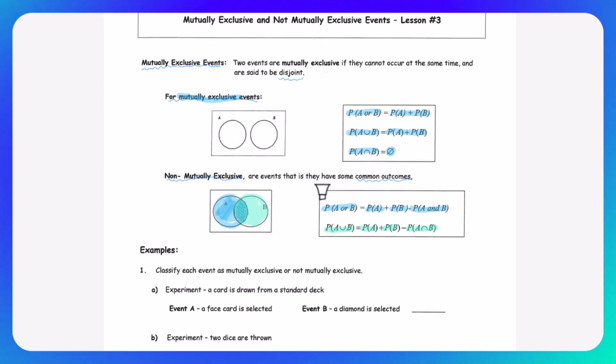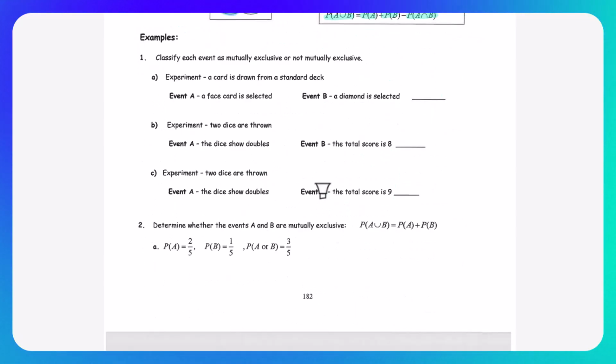Now, we are going to look at some examples here of events that potentially are mutually exclusive and not mutually exclusive. So in 1A, the experiment is we draw a card from a standard deck. Now remember, we have 52 cards in a standard deck. Event A is we are drawing a face card. Remember the face cards are the king, queen, and the jack, and there is one of those in each suit. And remember, there are 4 suits in a deck of cards.